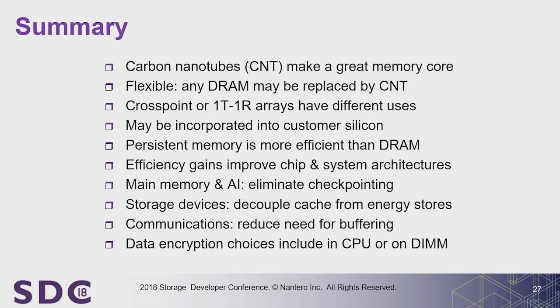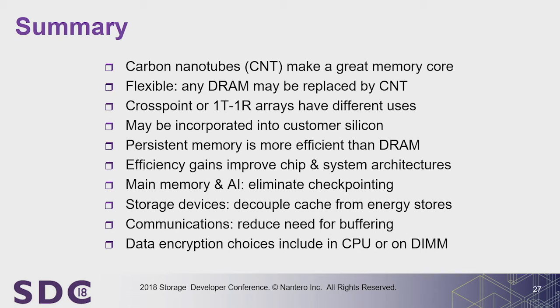So, we went over a lot of material. We talked about the carbon nanotube structure and how we can make a great memory core. Talked about how this can be built into any kind of DRAM replacement function, including standard devices or custom devices. Talked a little bit about how crosspoints and 1T, 1R types of structures both have applications, and they're pretty distinct. Looked at an example of how you can incorporate this right into your own silicon designs as well. We are a licensing company. You guys are more than welcome to come up and license this from us and build it yourself.